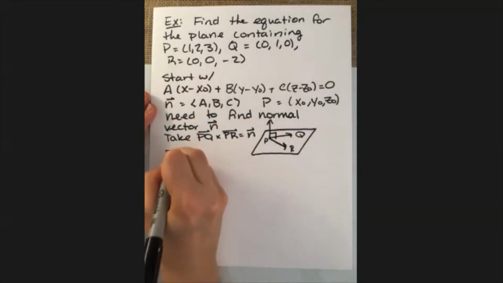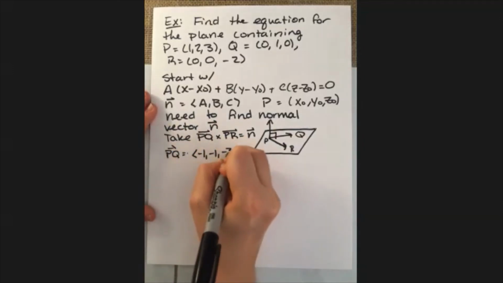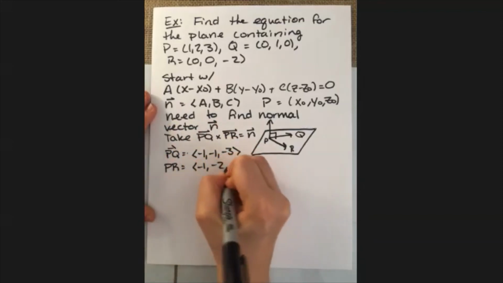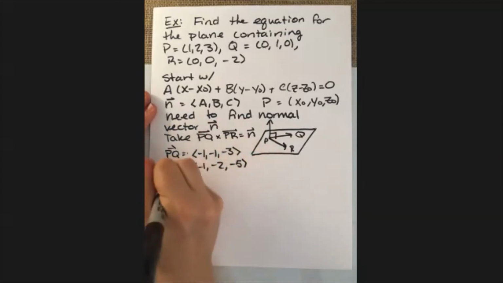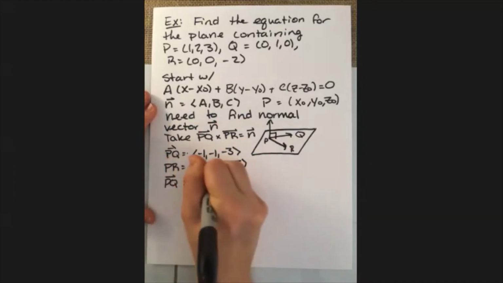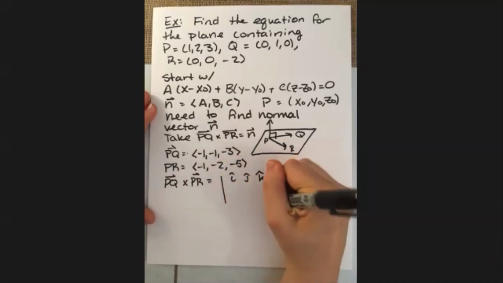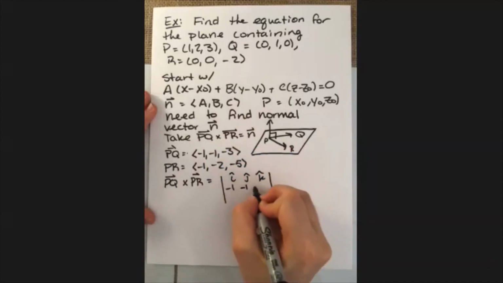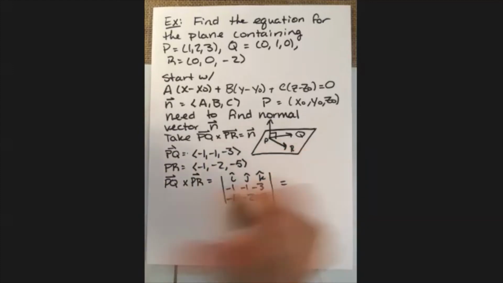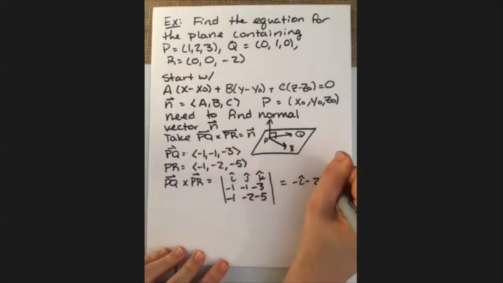So PQ is equal to (-1, -1, -3). PR is equal to (-1, -2, -5). And taking their cross product, we'll stack the i hat, j hat, k hat into the determinant bars and then put the vectors in the rows. Taking this determinant here, you're going to get -i hat minus 2j hat plus k hat.